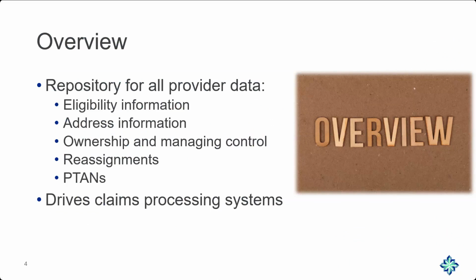And the enrollment record is really the repository for all enrollment data. Everything we know about a given provider is contained in PECOS, and PECOS drives our claims processing system. So when I say it has all of the data, it includes things like eligibility information, not from a beneficiary standpoint, but from a provider standpoint. So think of things like licensure, certification, education levels. All that information that is included on a paper application is also part of PECOS.